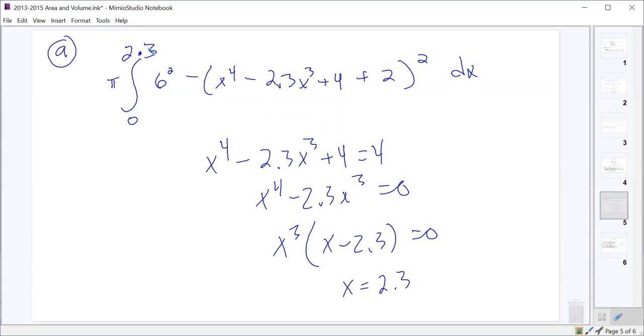And then all you have to do is use your calculator to evaluate that integral. What did that integral come out to be?